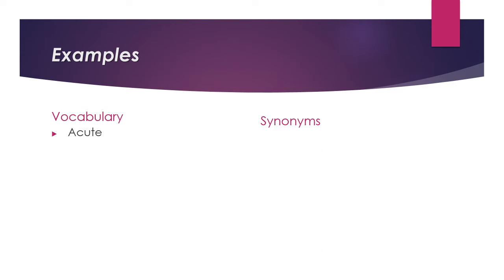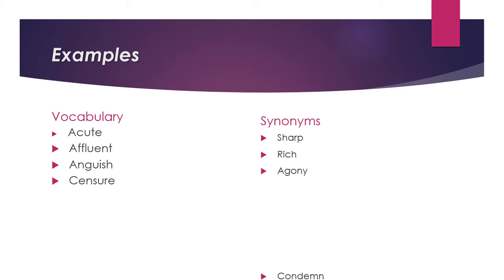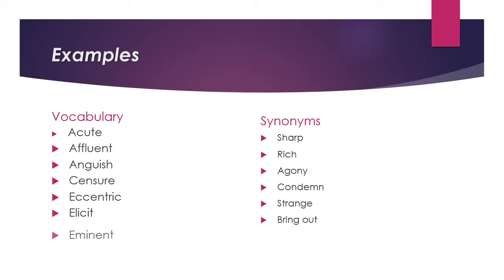So now let us see some of the examples. The vocabulary word and its synonyms are given here. Acute means sharp, affluent means rich, anguish means agony, that is something painful, censure means contempt, it means disapproval, eccentric means strange, illicit means bring out, eminent means well known.